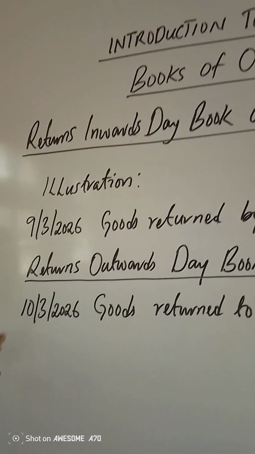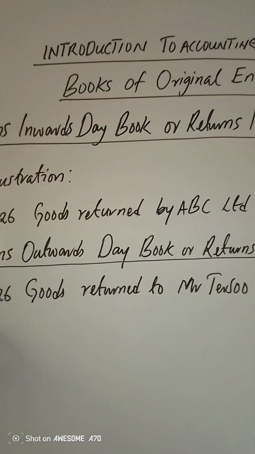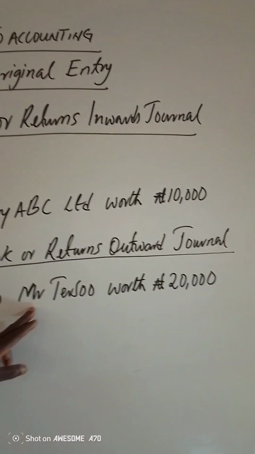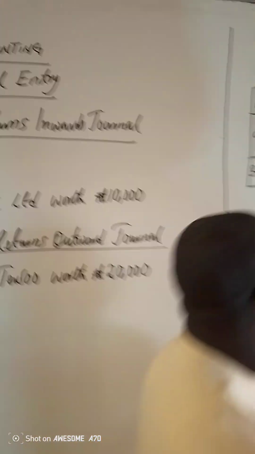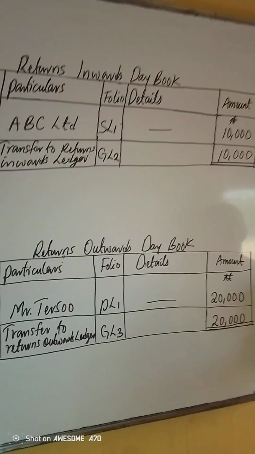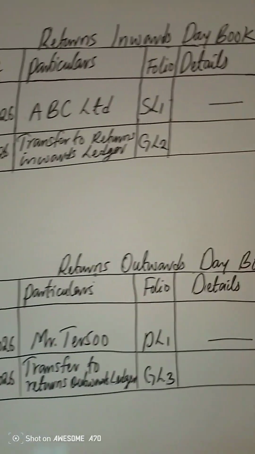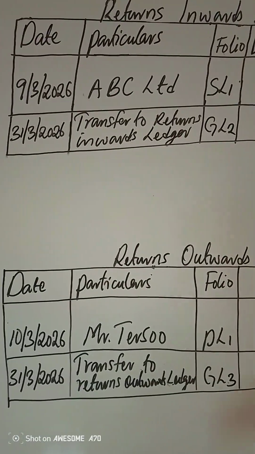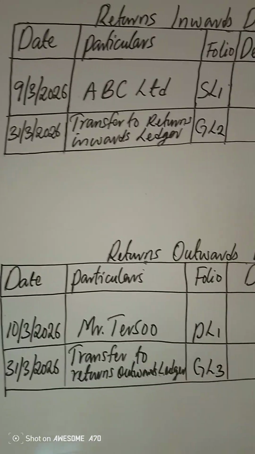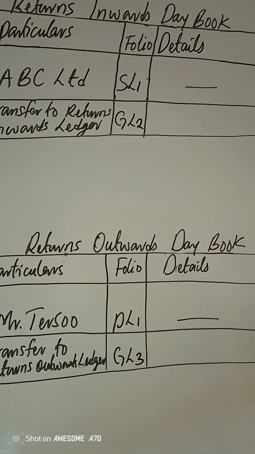Don't forget. So on the 10th of March 2026, goods returned to Mr. Teso worth 20,000. You quickly come and draw your return outward daybook. Under the return outward daybook, the same format, very straightforward. There's no debit and credit. Learners can find it very easy to do that.